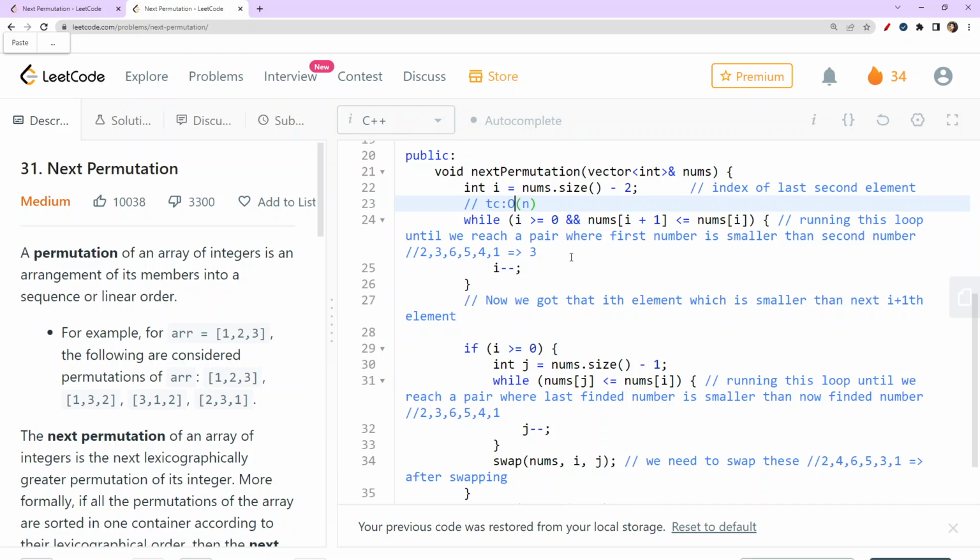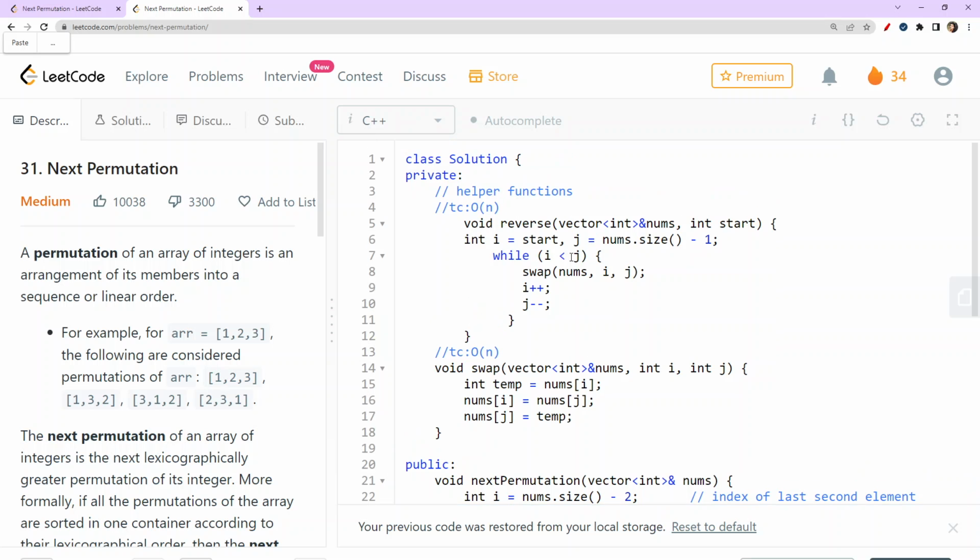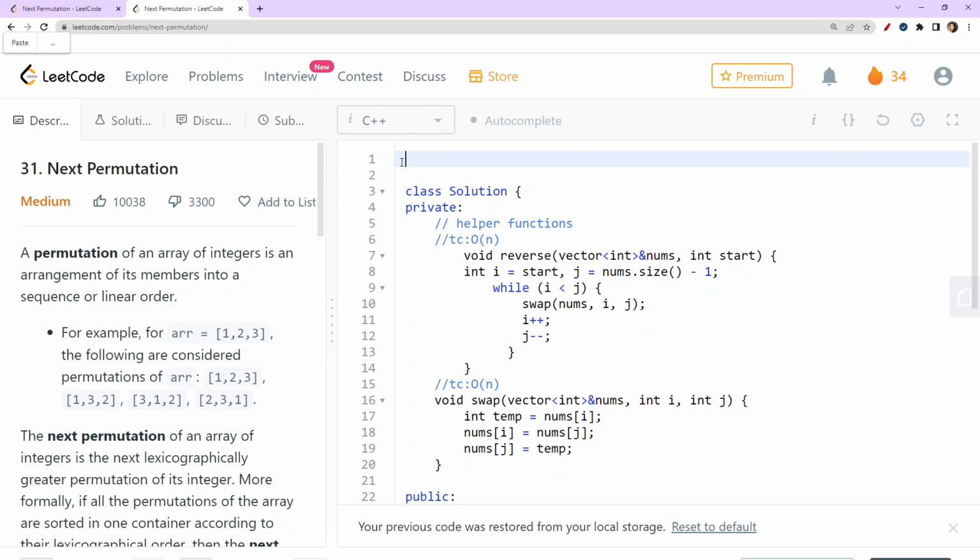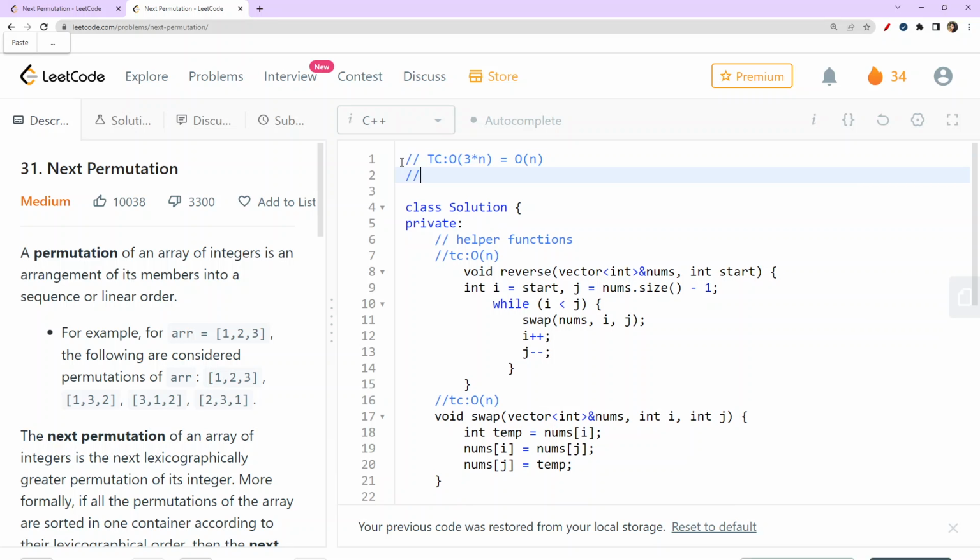So yeah, in all these cases, and all these are not nested ones, right? So they would simply be added up with the time complexities only, and in that scenario, the time complexity is simply order of 3 into n, which is simply equal to order of n only. And the space complexity, as per the requirement of the question: we are not using any extra space, so it's constant, order of one space.